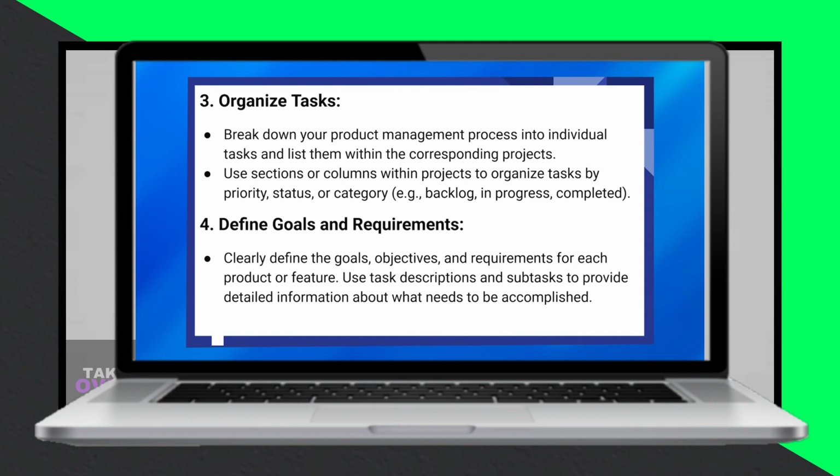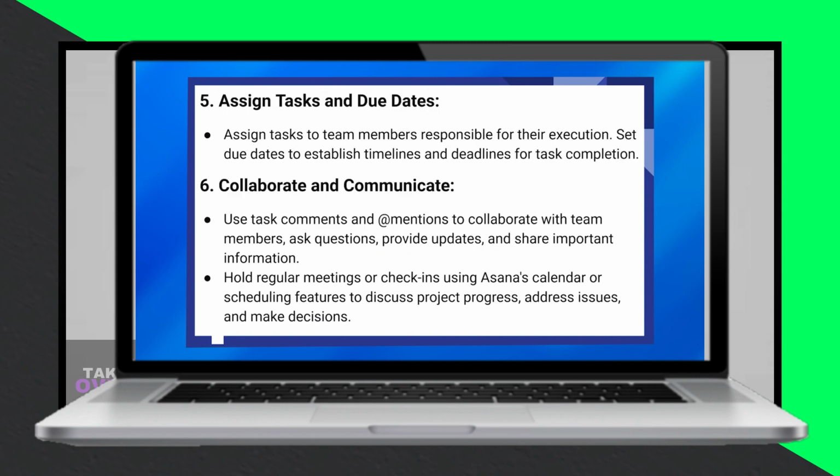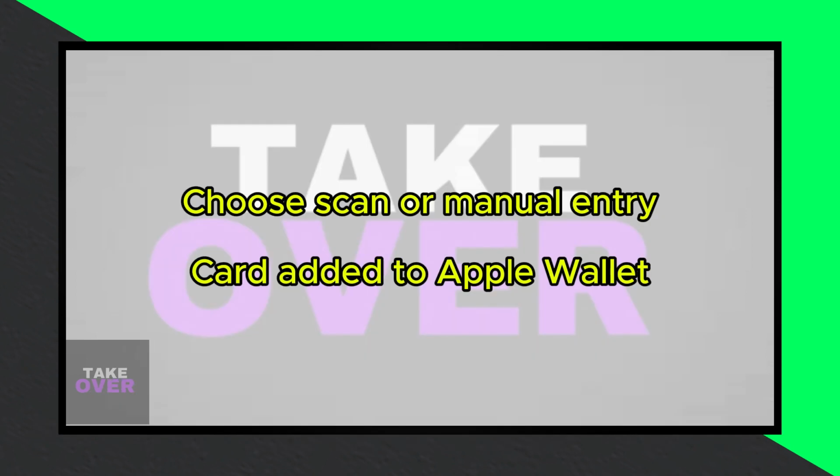Assign tasks to team members responsible for their execution and set due dates to establish timelines and deadlines for task completion. Use task comments and mentions to collaborate with team members. Ask questions, provide updates, and share important information. Hold regular meetings or check-ins using Asana's calendar or scheduling features to discuss project progress, address issues, and make decisions.